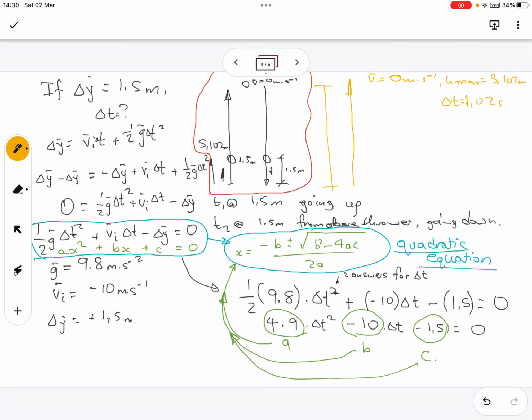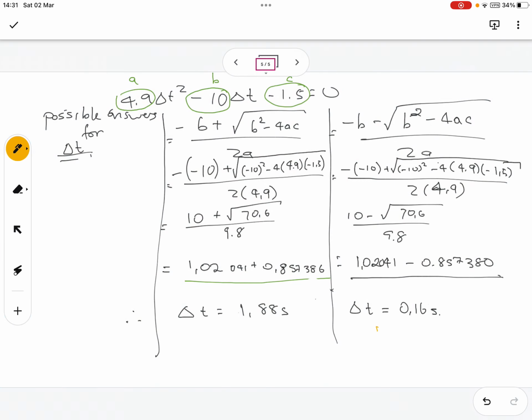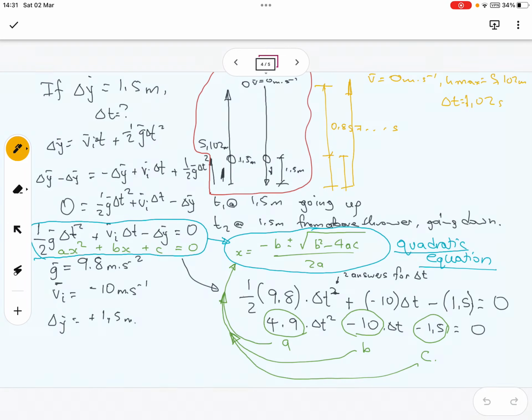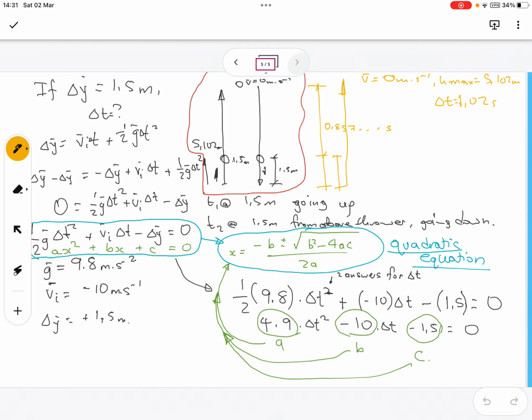so from the 5.102 meters travel time, which is 1.02 seconds, if we subtract 0.857 seconds, right, then we will shave off and we'll have enough time that leaves us with how much time it takes to travel 1.5 meters on the way down. And that's what this answer is here.